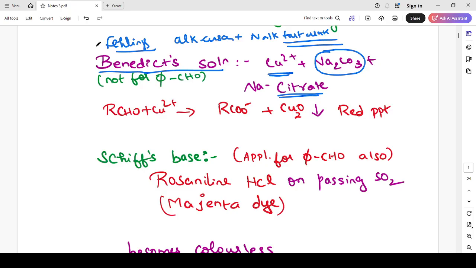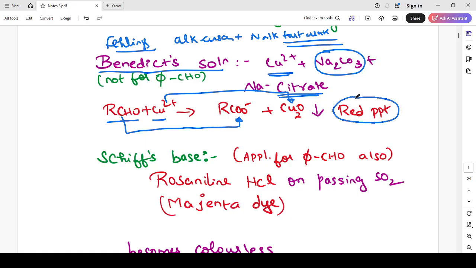We saw the Fehling's reaction as follows, where the aldehyde reacts with copper 2+, the aldehyde getting oxidized and copper 2+ getting reduced. The red precipitate that you form is nothing but Cu2O. The same reaction applies for Benedict's as well.